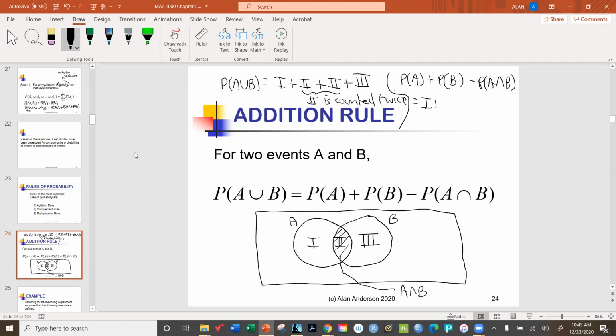That would be 1 plus 2 plus 2 plus 3 minus 2. Now we're good. So now you can see why. In other words, the reason why we must subtract this intersection is to avoid counting it twice and getting the wrong answer.